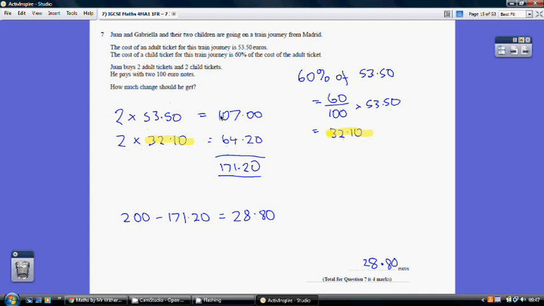So add together the cost of the 2 adult tickets with the cost of the 2 child tickets, gives us a total cost of the 4 tickets of €171.20. Now he pays with 2 €100 notes, so he pays with 200. 200 take away the cost of the tickets, the 171.20, gives us €28.80.